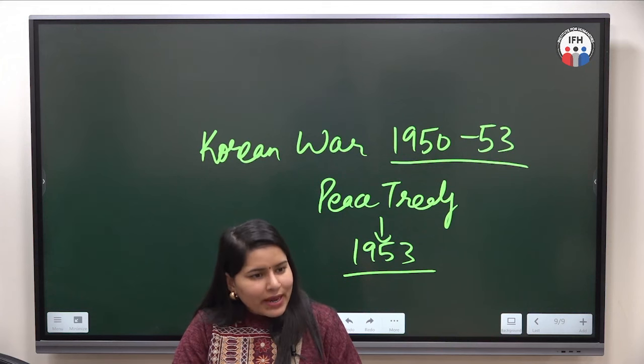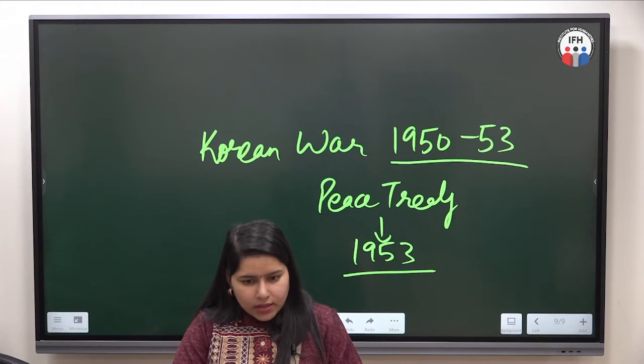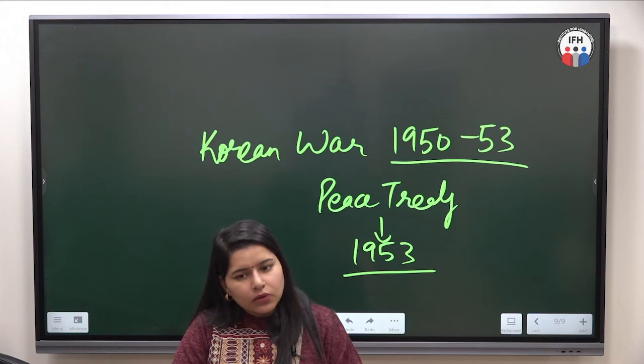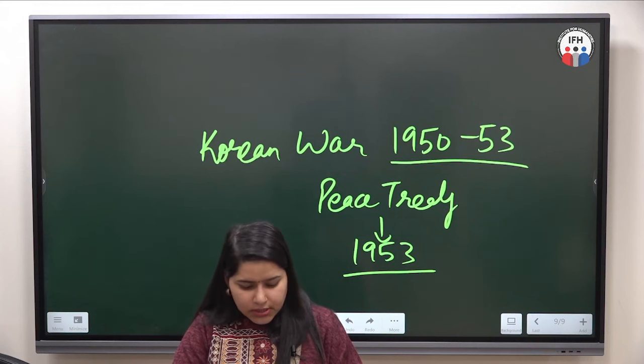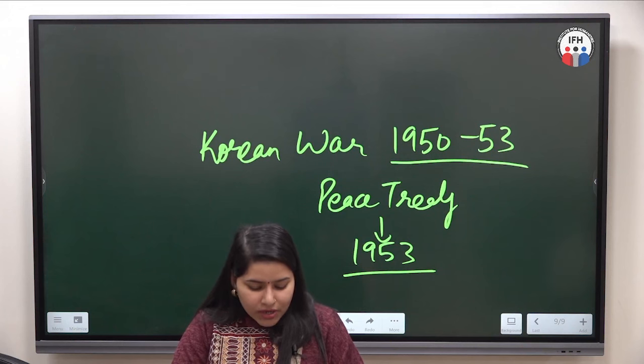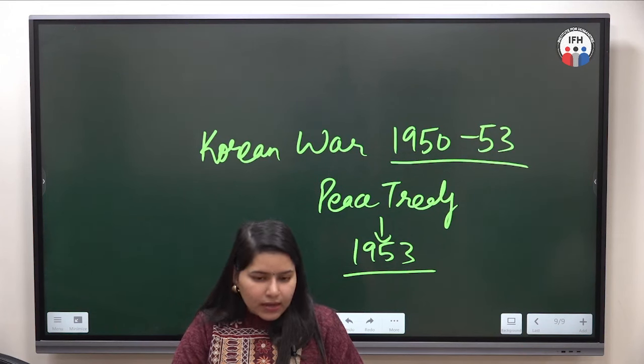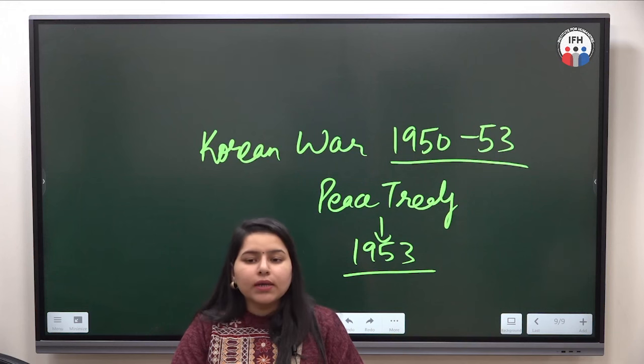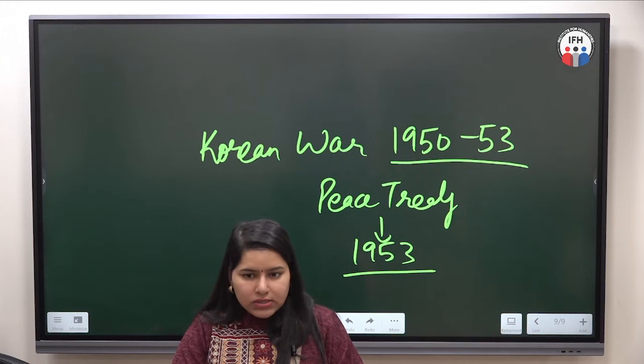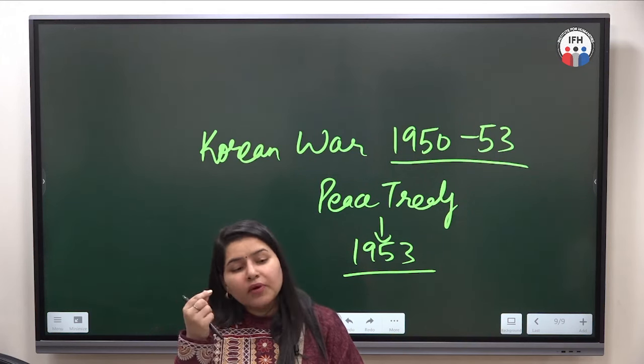Although the ceasefire happened in 1953, the war was not officially ended. When was it officially ended? 1991. This much is clear. And when this ceasefire happened, at the 38th parallel, I have given you the image, can you see in the map? Then at this 38th parallel, the Korean Demilitarized Zone was established, basically a buffer zone.